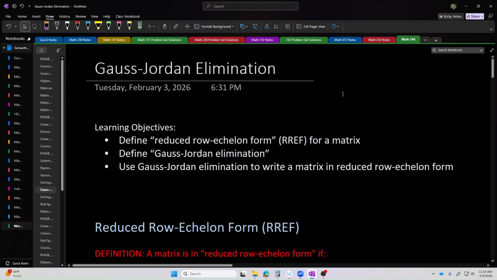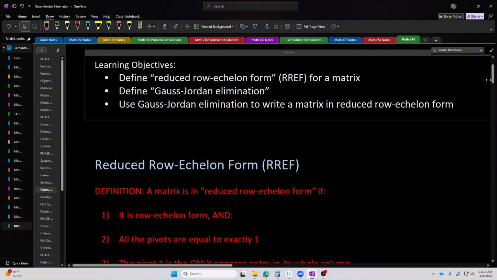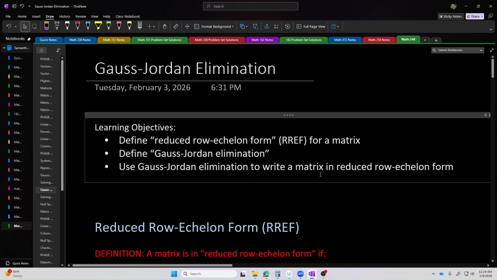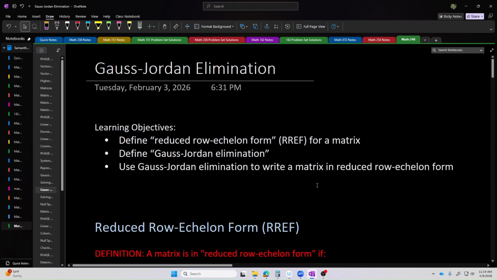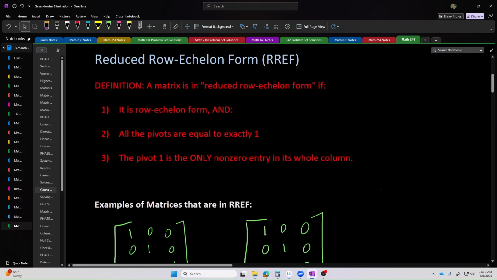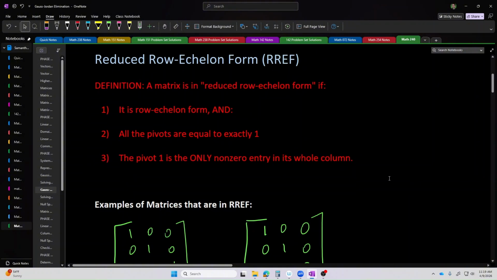That concludes today's lesson. Today we talked about a process called Gauss-Jordan Elimination, which is an algorithm that is applied to matrices, typically the augmented matrix for a system of equations. When we perform Gauss-Jordan elimination, the purpose of that algorithm is to take a matrix and write it in reduced row echelon form. Reduced row echelon form is like row echelon form with a couple of additional restrictions.